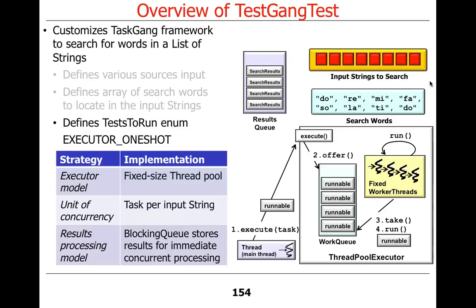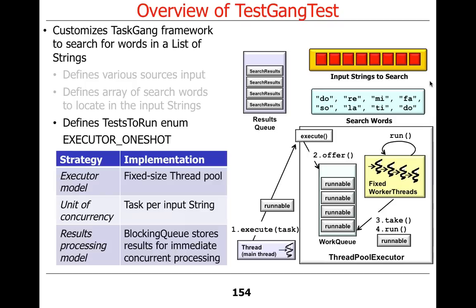And then we have the results processing model. This approach, as we'll see, uses a blocking queue to store results for immediate concurrent processing. That means as soon as results are processed in one thread in a task or in an executor, they're put on a queue, and then the processing can start on doing something with it. So here's kind of what things look like under the hood.